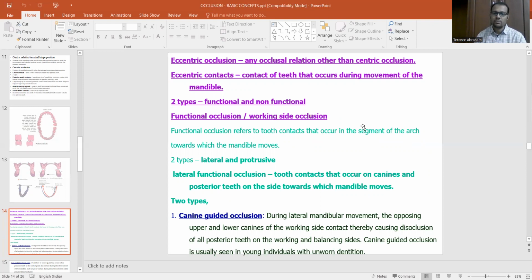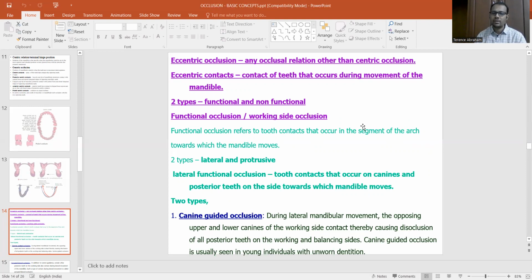Lateral functional occlusion means when we shift the mandible laterally, either left or right, there will be a tooth contact on the side to which the mandible moves. Normally the canines will be in contact, and the posterior teeth may also contact on the side where the mandible moves.